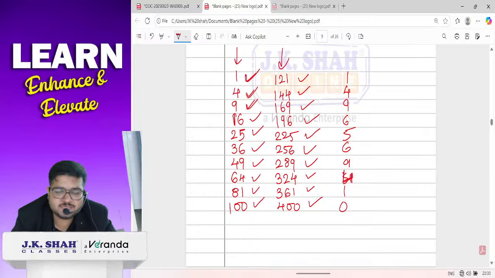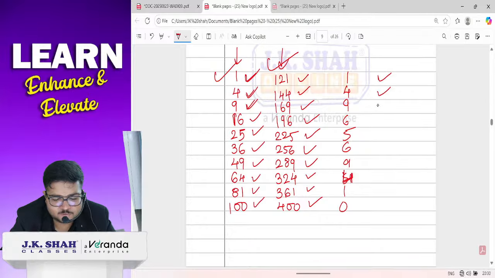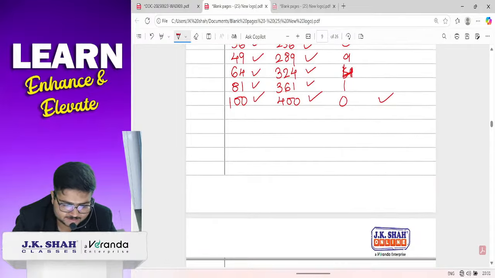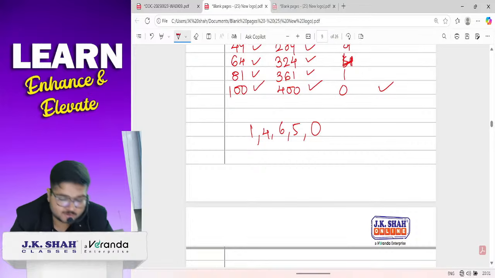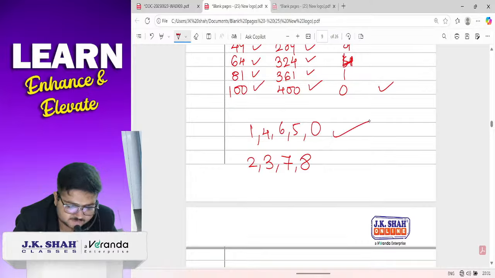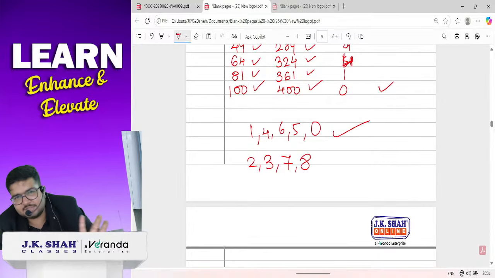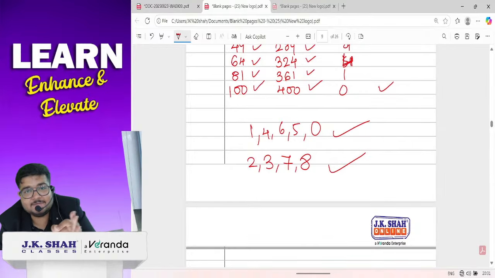So what I am trying to tell you is that every perfect square can end with 1, 4, 9, 6, 5, and 0, and these are repeating. Right? Every perfect square will end with 1, 4, 9, 6, 5 and 0. It will not end with 2, 3, 7, 8. A perfect square will always end with 1, 4, 9, 6, 5, 0, and it will never end with 2, 3, 7, 8.